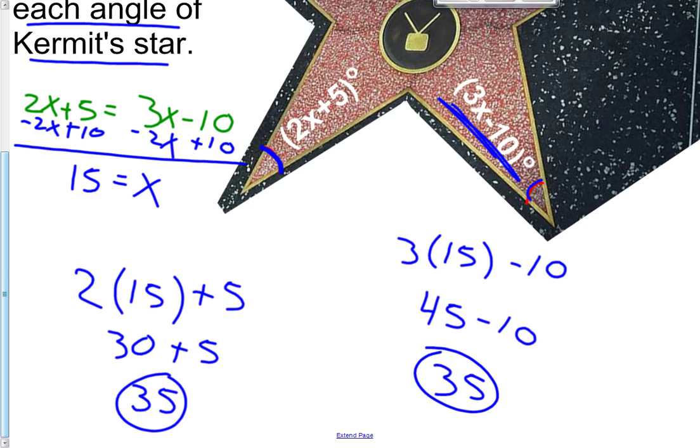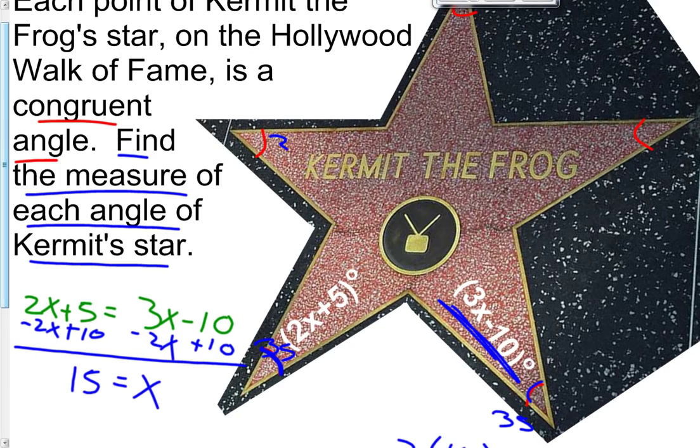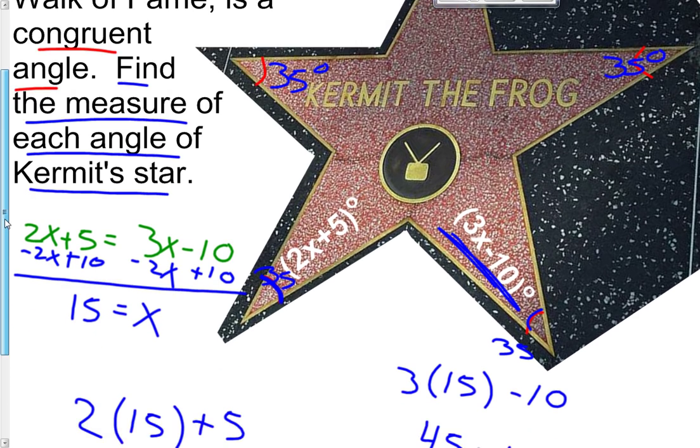So bottom line, if one angle is 35, they're all 35. That angle is 35 degrees. That angle is 35 degrees. This angle is 35 degrees. This one's 35 degrees, and this one's 35 degrees. Find the measure of each angle of Kermit the Frog star. They're all 35 degrees.